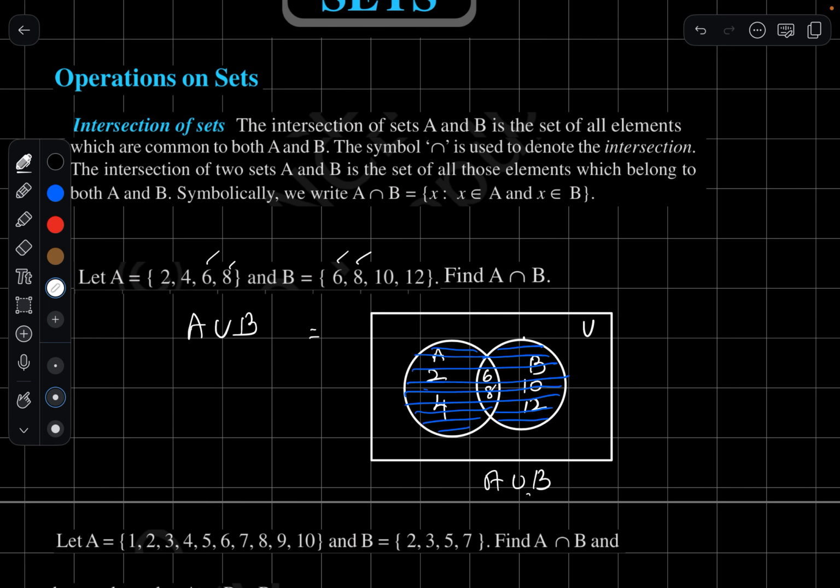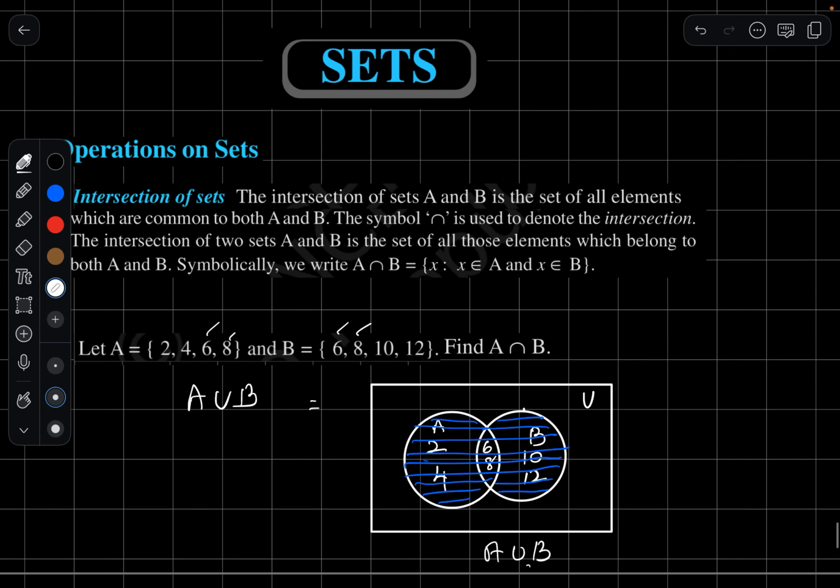Now we will go into our intersection part. What is intersection? The intersection of the sets A and B is the set of all elements which are common to both A and B. So as I said, which is common to A and B. You know the wordings: for union I said it is 'or', and for intersection it is 'and'. It should be in A and B.